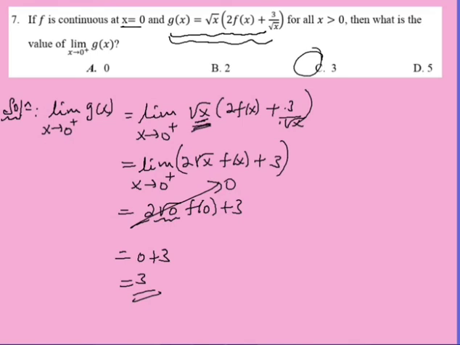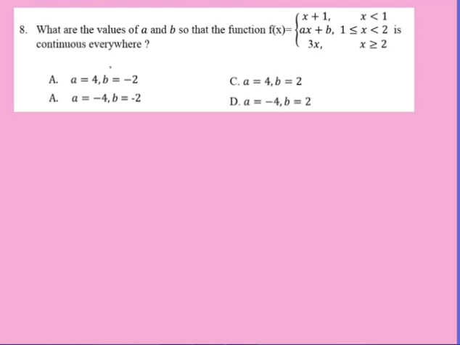And the last problem regarding continuity is here. This function is a piecewise function which is defined in 3 different ways. We define the function by x plus 1 for x less than 1. It will be ax plus b for x between 1 and 2, and we take 3x for x greater than or equal to 2. So what will be the value of a and b if this function is continuous everywhere?